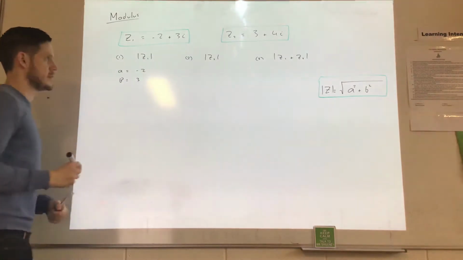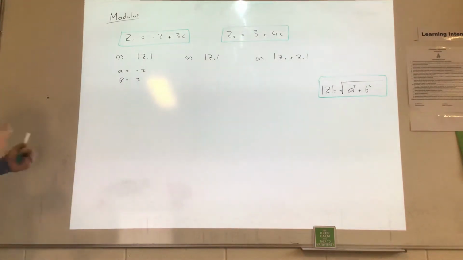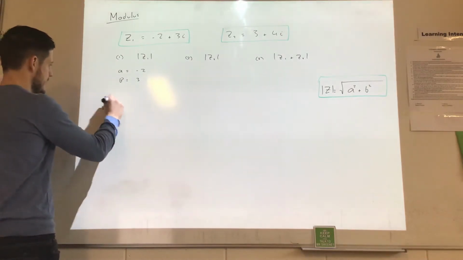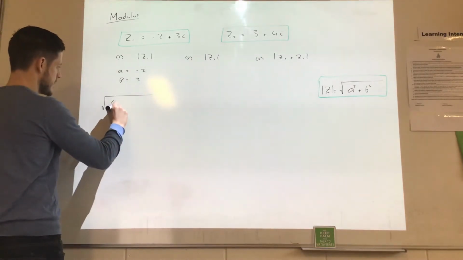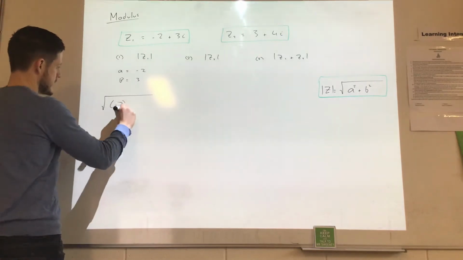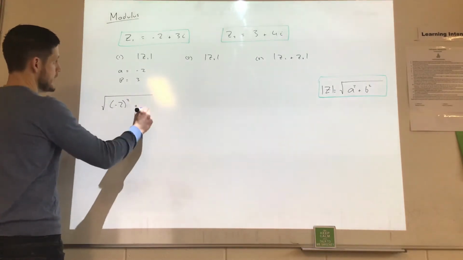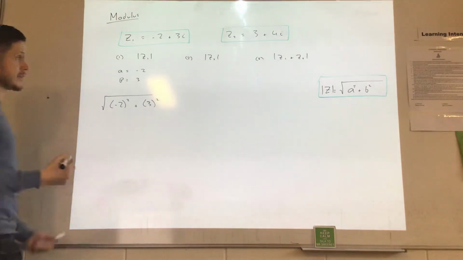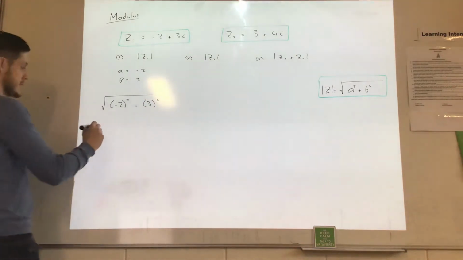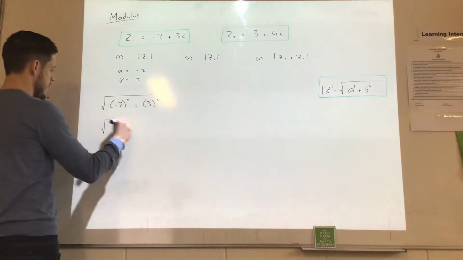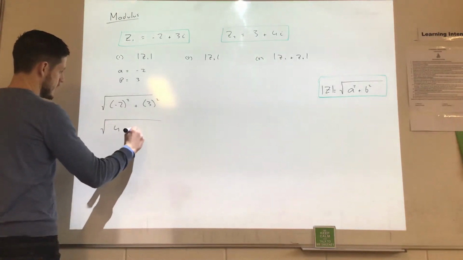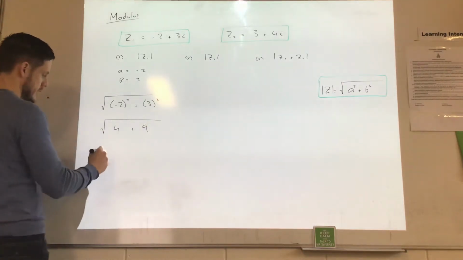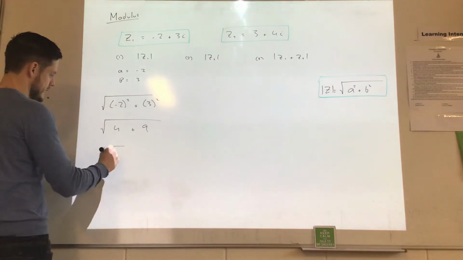But normally we don't have to write it out. We just sub it straight into the formula. So the formula is the square root of a squared, so I'm going to put it in brackets, so minus 2 squared plus b squared, 3 squared. You can put that straight into your calculator if you want, and that will give you an answer, but I was going to do it a slightly longer way. Minus 2 squared is 4, 3 squared is 9, and it's going to give me the square root of 13.